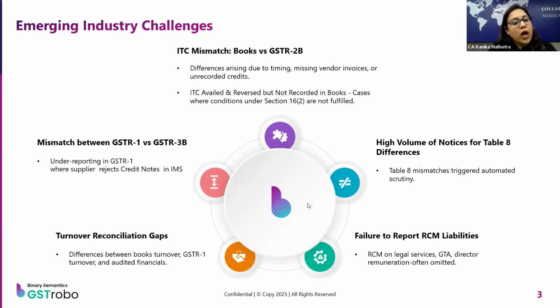Another challenge here is what all the major reasons of mismatch are nowadays after the introduction of IMS. You have availed the ITC, you have reversed the ITC because, as you all know, the circular that was passed in 2017, now this has been streamlined, that all the inputs need to be taken on a uniform basis of GSTR 2B. So if in the 2B you have some credit, but still it is not there in your books because you have not received the goods, you cannot record it. You have not received the invoices, you cannot record it, or the supplier has not made the payment. All the 16 subsection 2 conditions need to be fulfilled to claim that ITC.